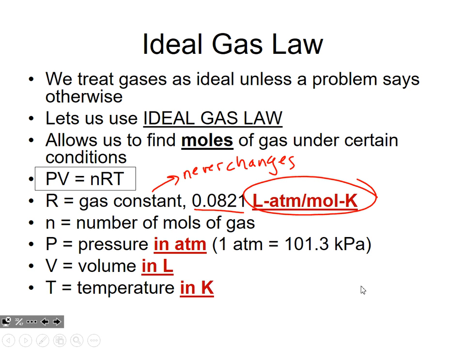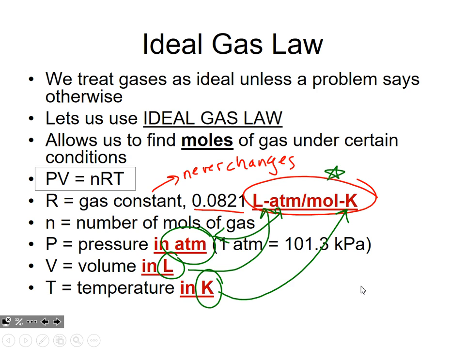The key thing is that we need our units to match with the units for R. So whenever we're using PV equals nRT with the 0.0821, the pressure has to be in atmospheres and the volume has to be in liters in order to match. This shouldn't come as a big surprise, but the temperature has to be in Kelvin, because we can't have negative values for pressure, volume, or moles. You can't have negative moles of something. So we need to use the absolute temperature scale, a temperature scale that can't be negative.